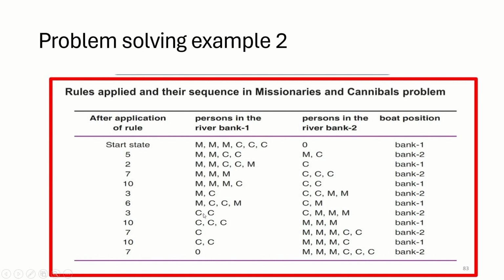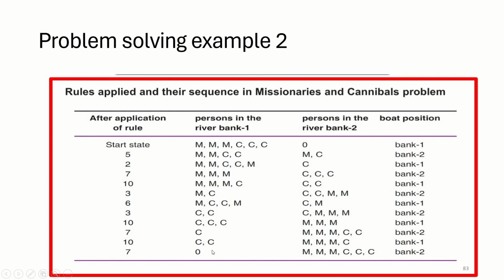Now, one cannibal moves from Bank 2 to Bank 1. We have three cannibals in Bank 1 and three missionaries in Bank 2. Now, two cannibals set sail from Bank 1 to Bank 2. Now we have one cannibal left in Bank 1, three missionaries and two cannibals in Bank 2. One cannibal returns from Bank 2 to Bank 1. Now we have two cannibals in Bank 1, three missionaries and a cannibal in Bank 2.